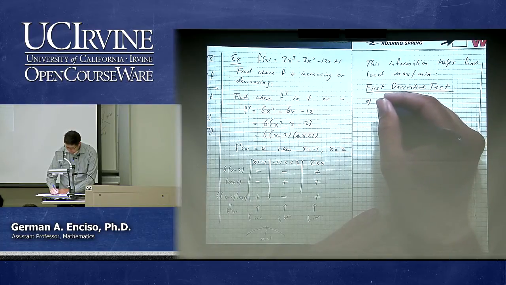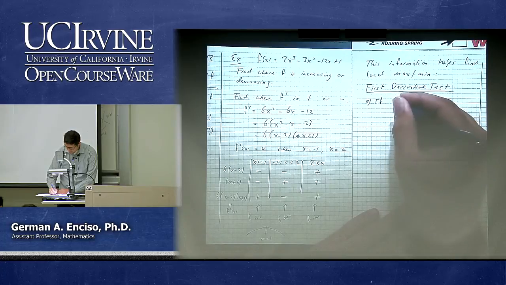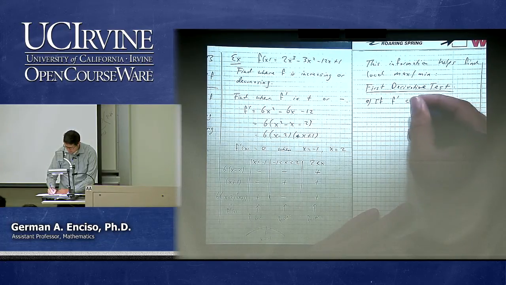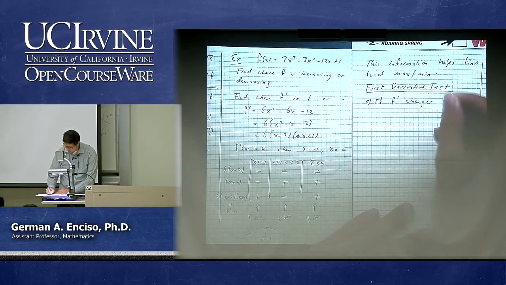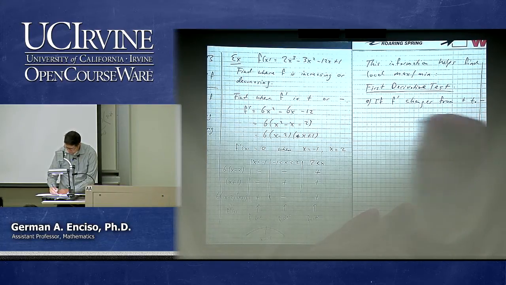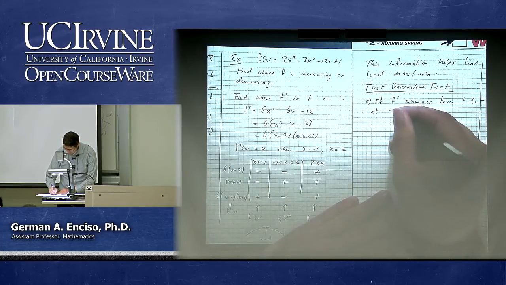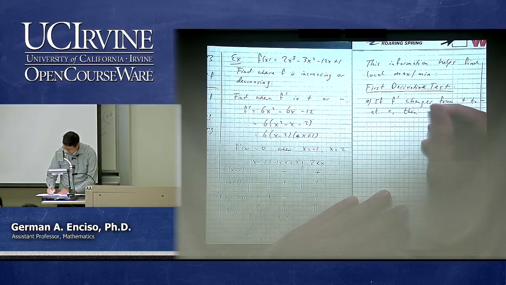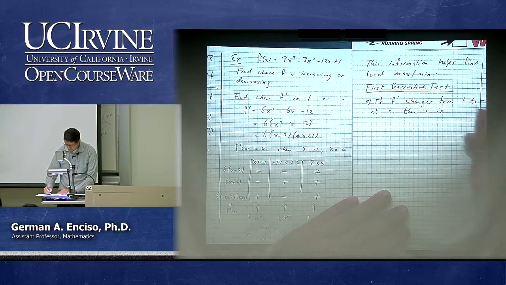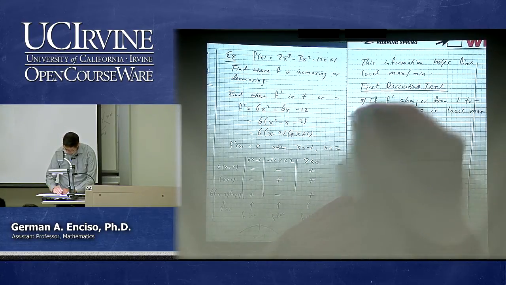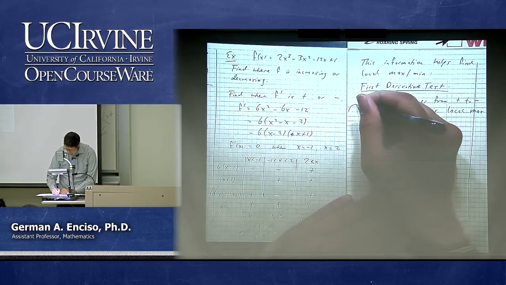If f prime changes from positive to negative at C, then C is what? A local maximum. Like this.